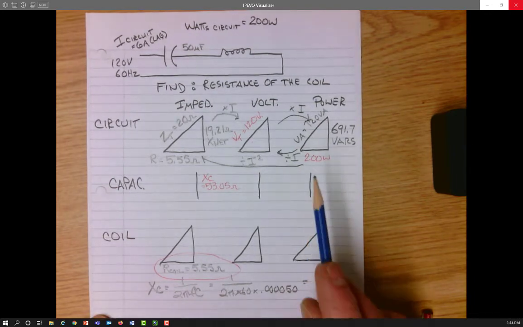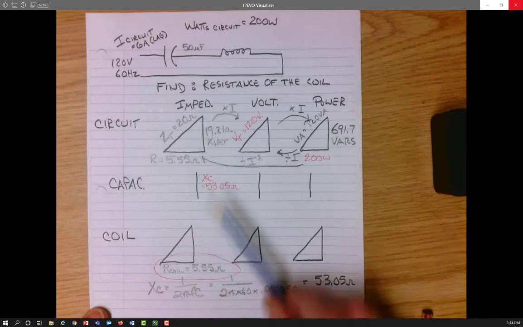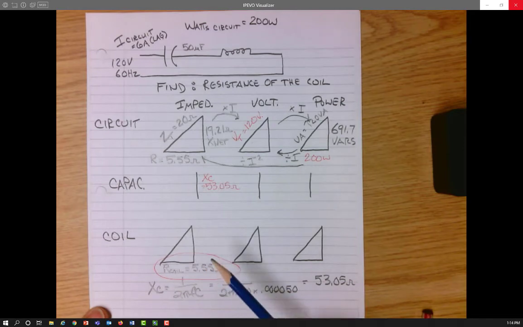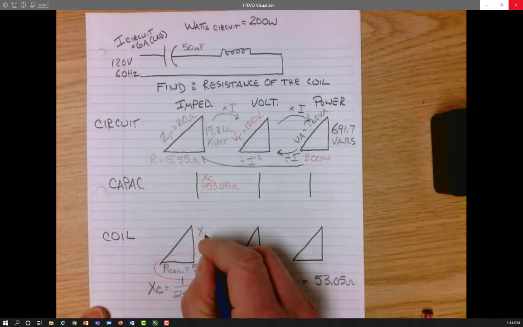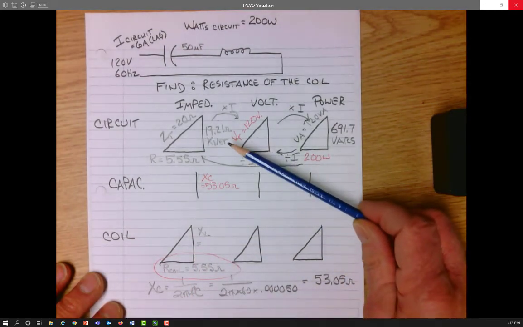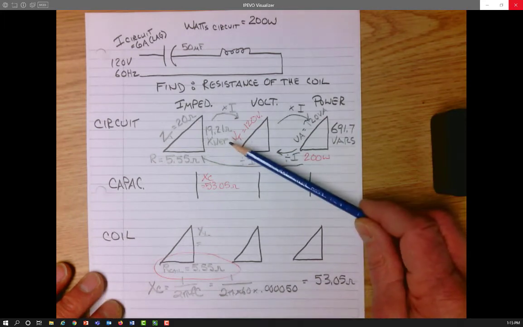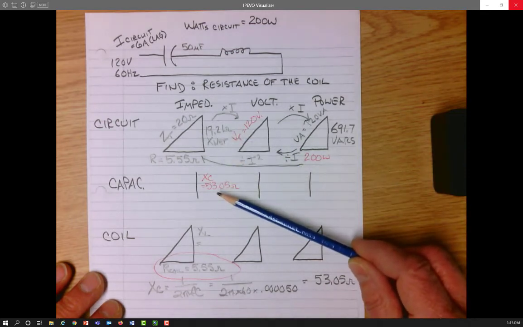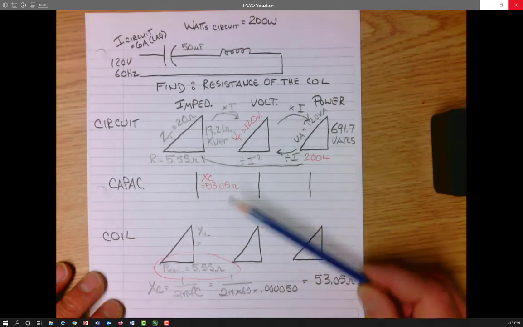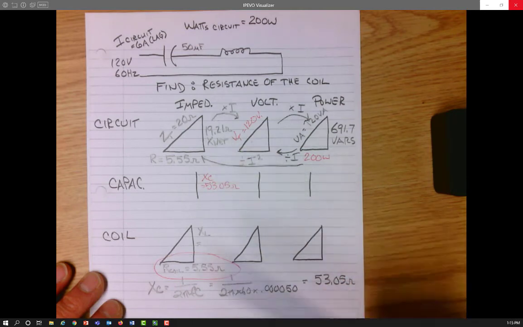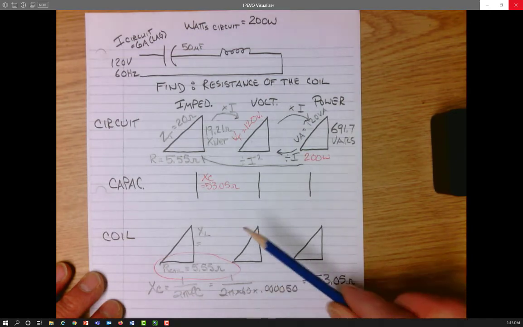Hopefully this helps you to see how to do these kinds of things in a series circuit. Another thing we could have found out too, this is one question that can be a little tricky on a series circuit like this. If they had asked us for the XL of the coil, how would I find it? I know that the total, the net value of reactance is 19.21 ohms. I also know that the XC of the capacitor is 53.05 ohms. Now, XL, how would I find it? Would I take 53.05 minus 19.21? Do I have to do something different?